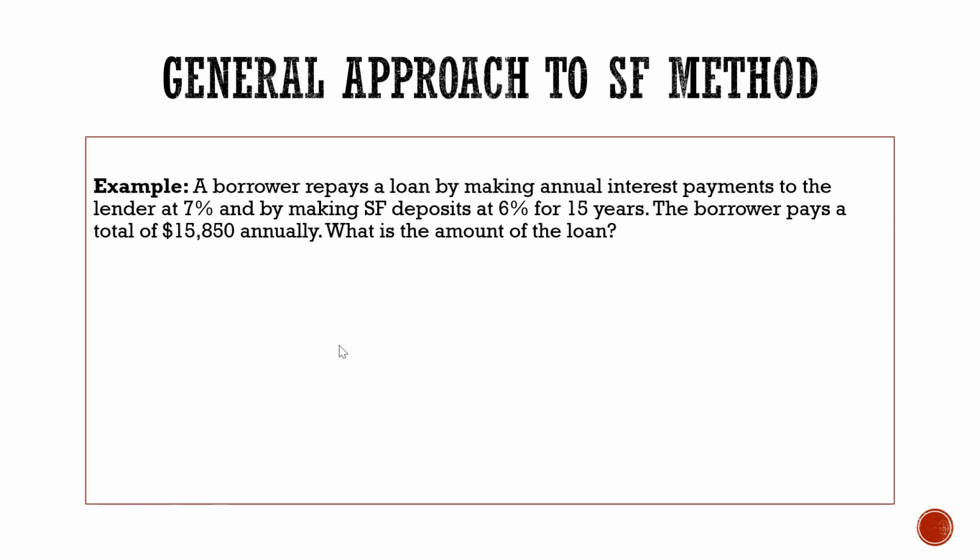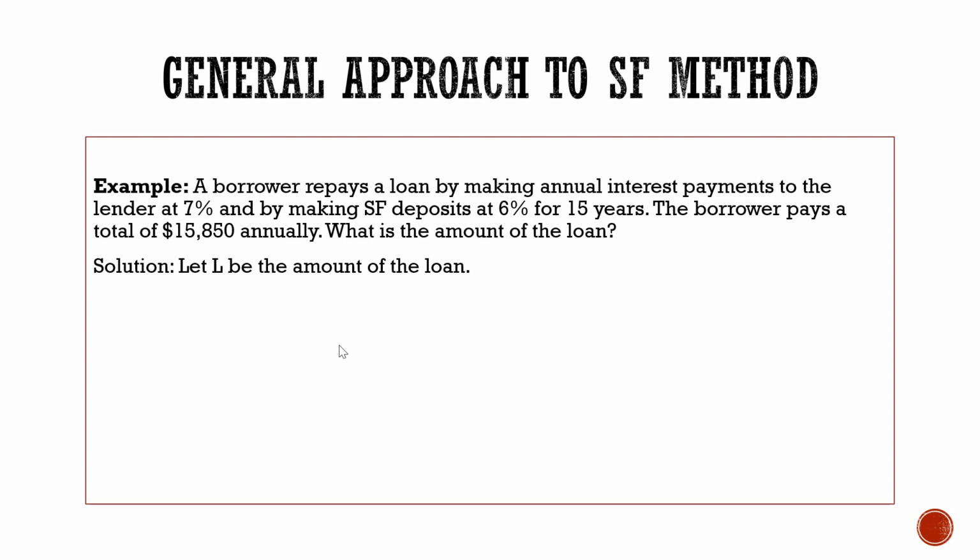Example: a borrower repays a loan by making annual interest payments to the lender at 7% and by making SF deposits at 6% for 15 years. The borrower pays a total of $15,850 annually. What is the amount of the loan?